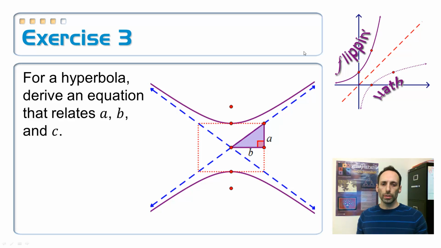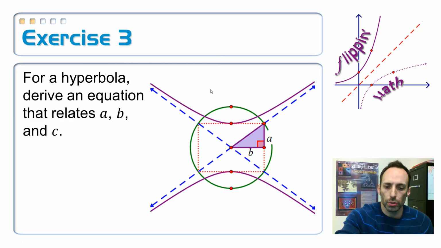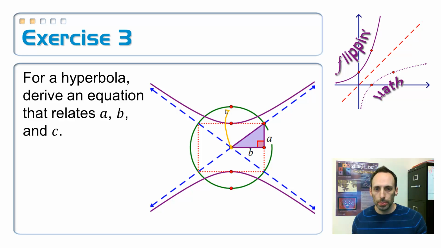And what I need to find is the length of this side of that right triangle. Looks like the Pythagorean theorem. So the question is, what is that length there? Whoa, what's that circle I just drew? Would you agree that in this circle, the length from that point up to here has got to be c, because that's part of the focal length? That's the radius of the circle. Therefore, that length has to be c.